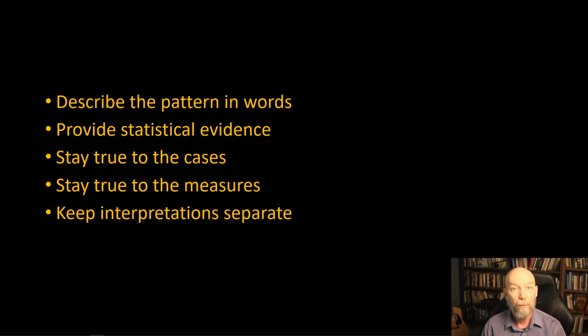So you'll recall that in the framework, I suggest 5 guidelines that are going to protect you from misreporting things and help you to report things in ways that are most helpful to answer the questions that were originally posed. You want to describe the pattern in words. That might be the shape pattern, the strength pattern, the significance pattern, or the specification pattern. You want to provide statistical evidence for the shape, strength, significance, or specification. You want to stay true to the cases. You want to say what the cases are and not misrepresent which cases you're talking about at any given moment. You want to stay true to the measures.